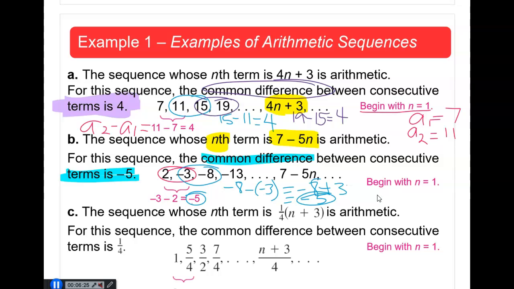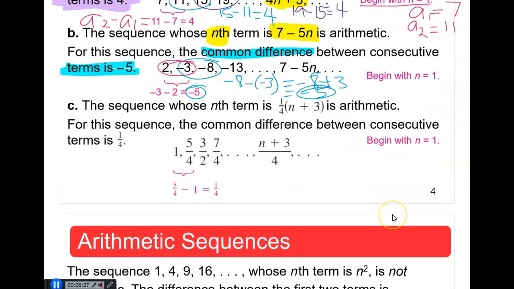Sometimes sequences might have fractions, and we're going to treat them the exact same way, so don't be scared. It is the same thing.